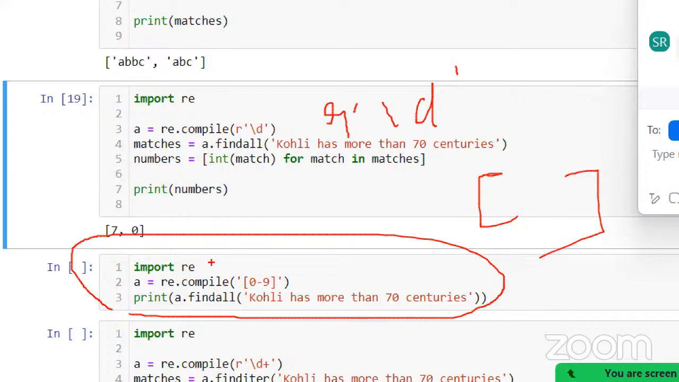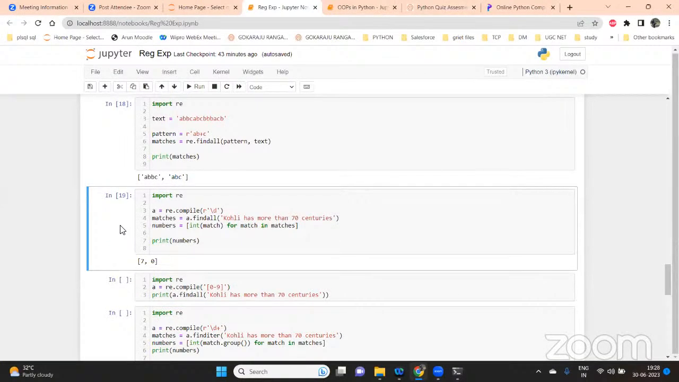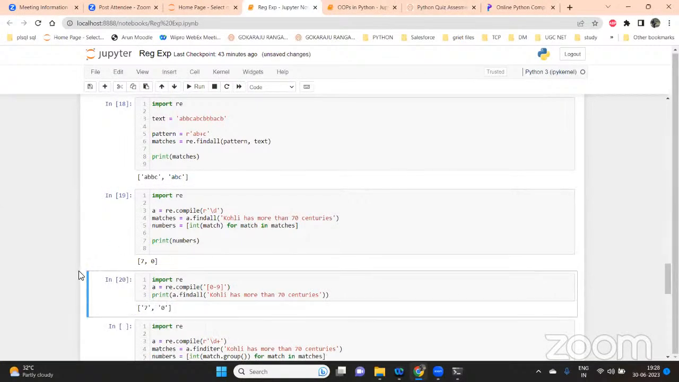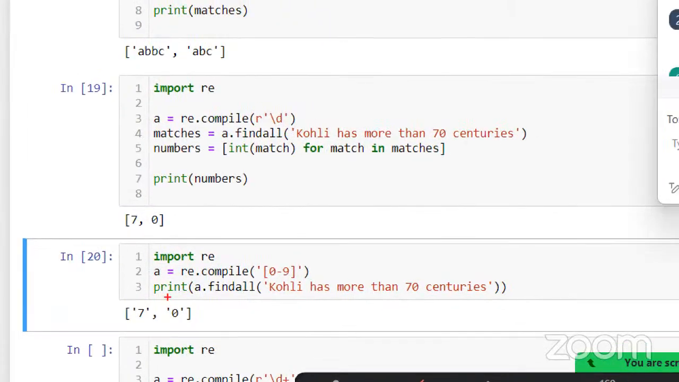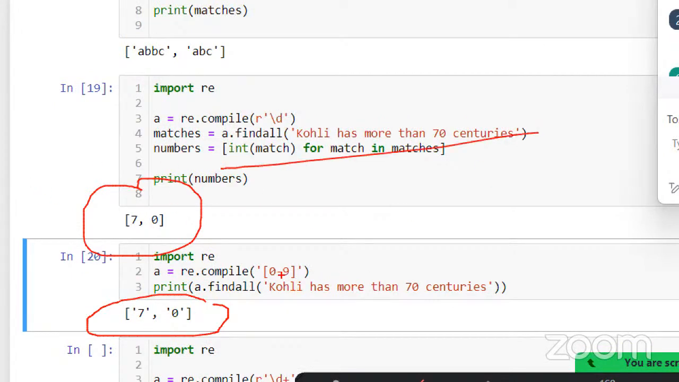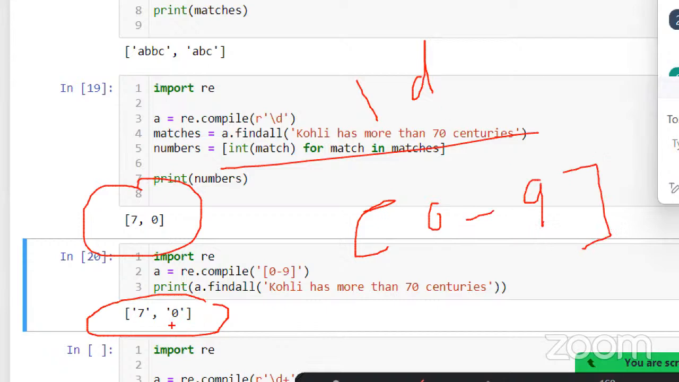So what does it do? Does it give the same output or not? Same output? No. Where did we convert that into string? This was returning strings, right? So we converted into integer. Here we didn't convert. So it's the same thing. This is one method. Here we are mentioning in terms of set, correct? Both of them are same only. But here we didn't convert those characters into integer. So that's why you are getting the output with quotes.